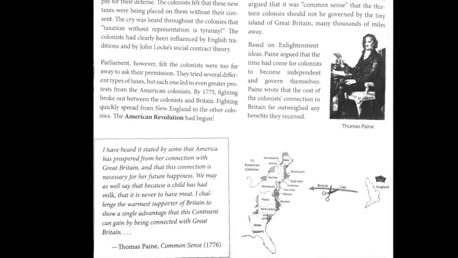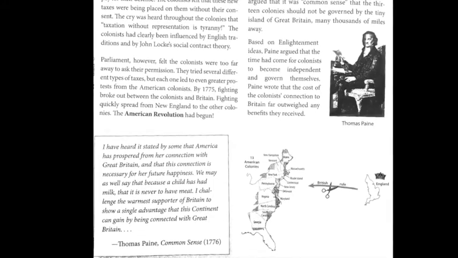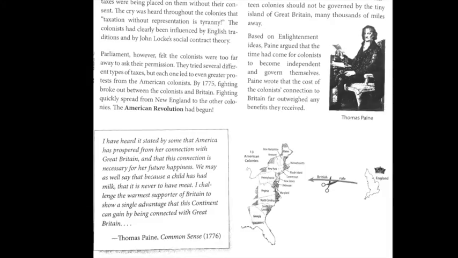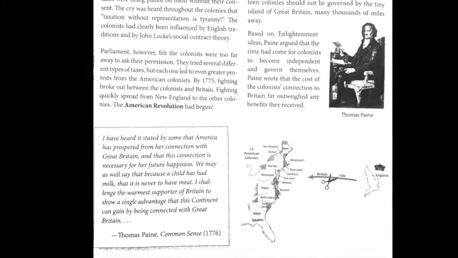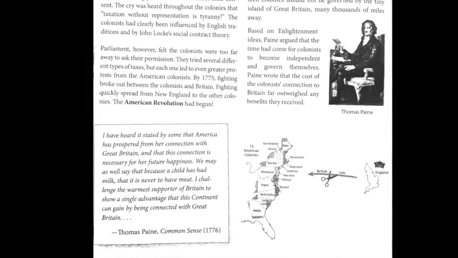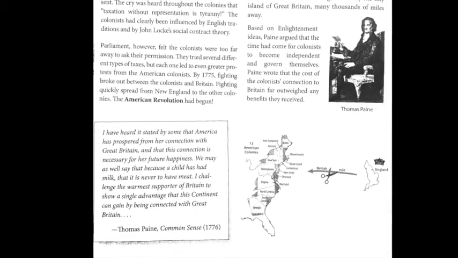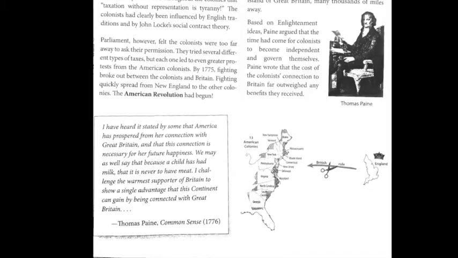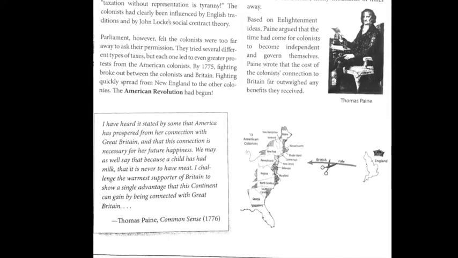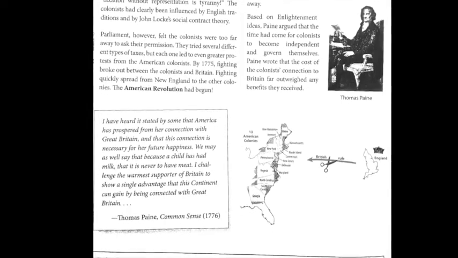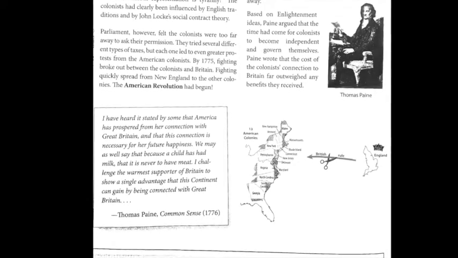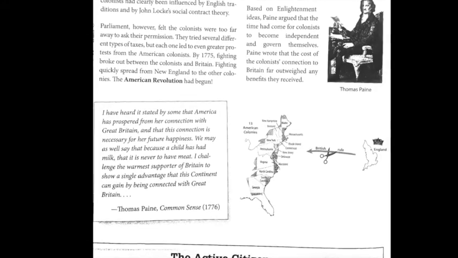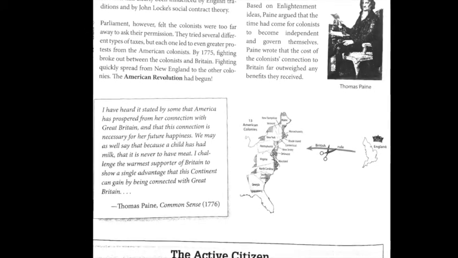Parliament, however, felt the colonists were too far away to ask their permission. They tried several different types of taxes, but each one led to an even greater protest from the American colonists. By 1775, fighting broke out between the colonists and Britain. Fighting quickly spread from New England to other colonies. The American Revolution had begun. In January 1776, Thomas Paine, an English visitor to the colonies, published an influential pamphlet. Paine called his pamphlet Common Sense.